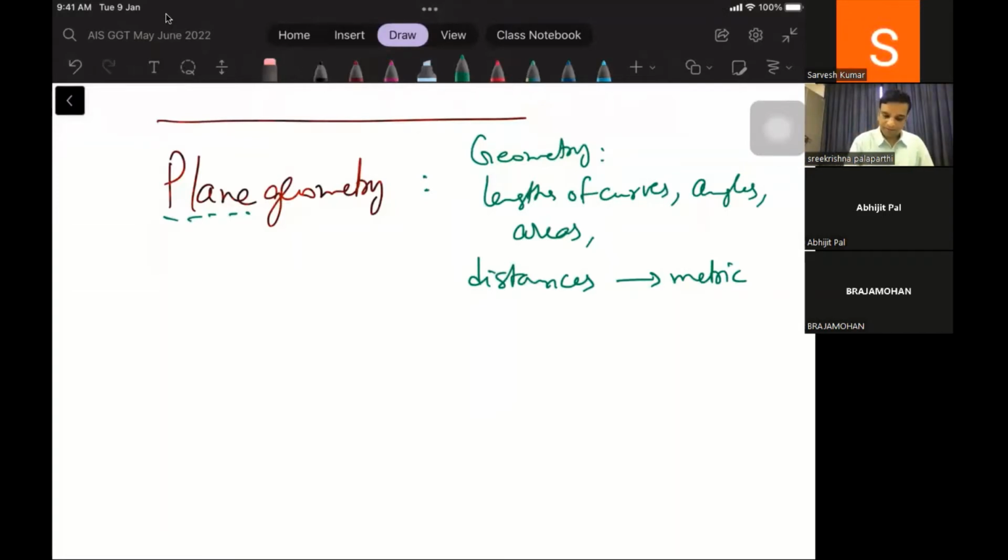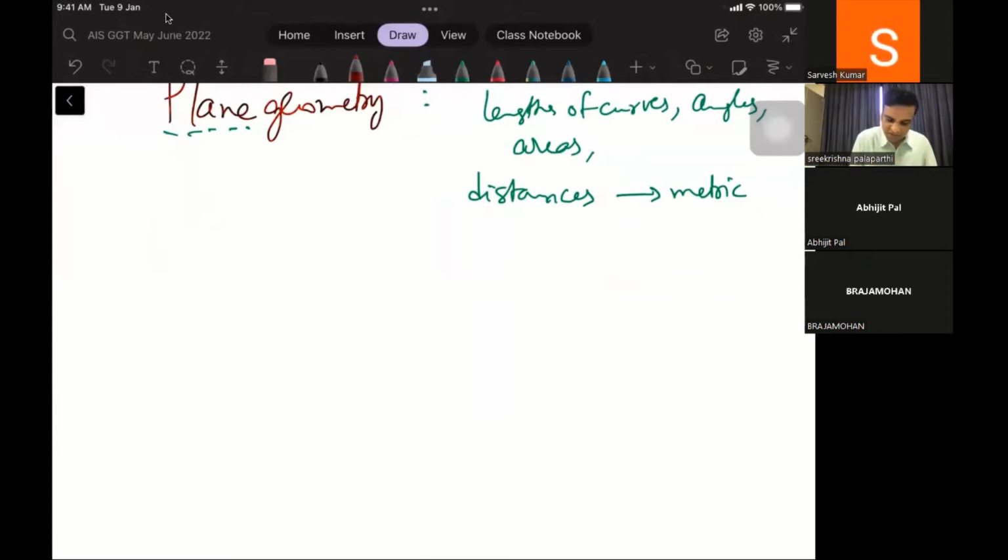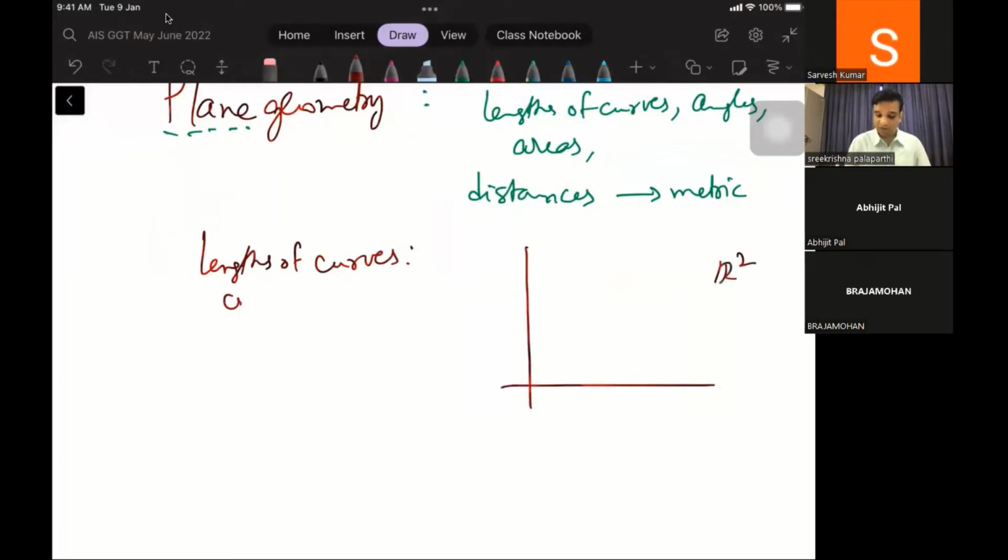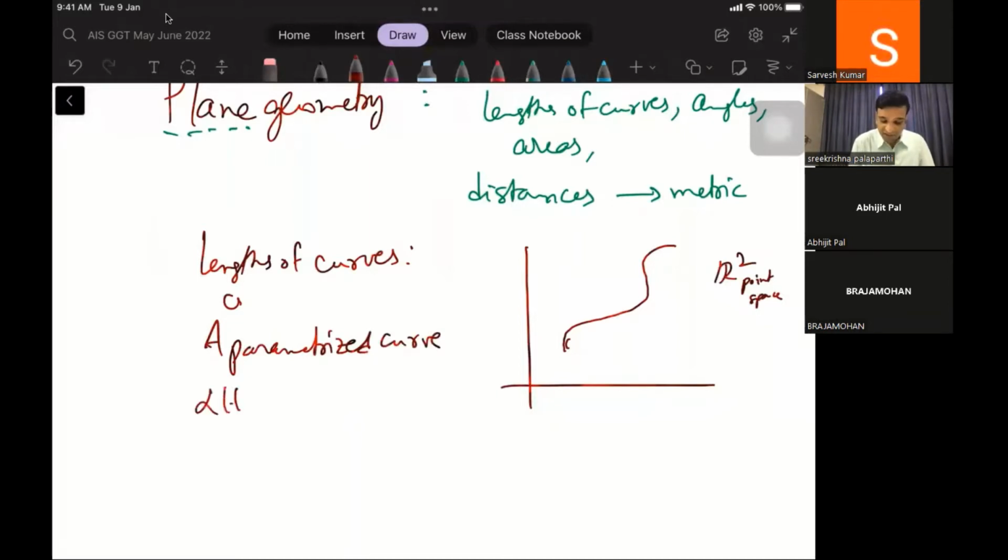So let us go back to what we did for lengths of curves or angles, for that matter. First, we have R2, a point space, and in that point space, we have a parameterized curve. This probably indicates the path taken by a certain particle. Parameterized means that with respect to time, we are saying how it moves in space. So x of t and y of t, with respect to time t, capture the motion, or the position, of the particle. At a time t, these are the positions given by the parameterized curve.